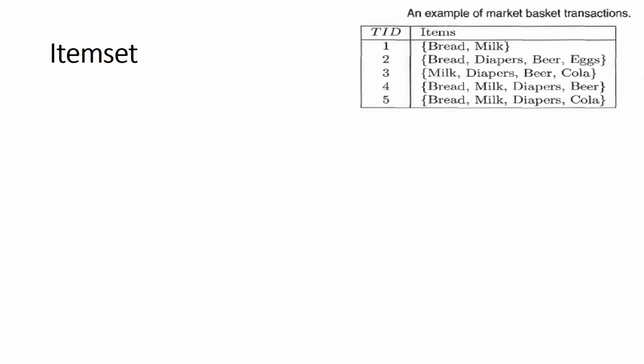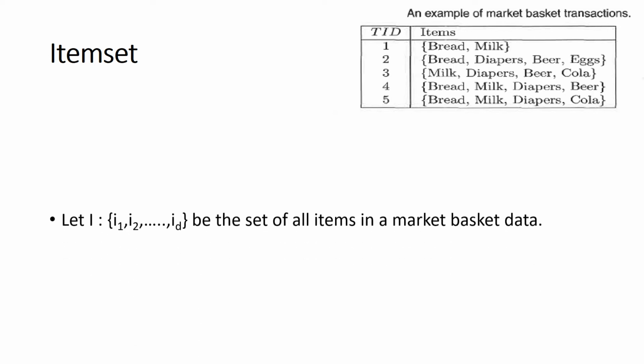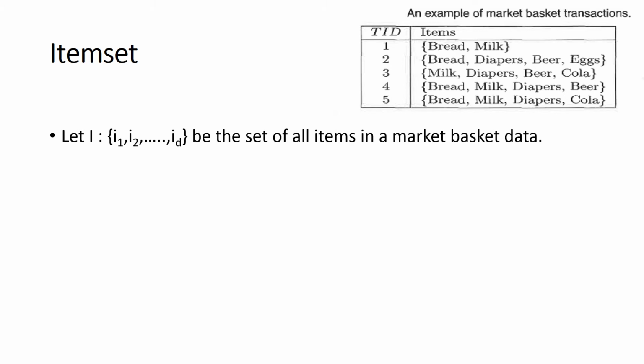Let us try to understand the word item set with the help of an example. Here we have an example that we have discussed earlier. In this example, market basket transactions, we have 5 transactions and a few items listed in each transaction. In order to understand item set, first we need to define the set of all items. Let I = {I1, I2, and so on up to Id} be the set of all items in a market basket data. In our example, there are 6 items in the set of all items, namely bread, beer, cola, diapers, eggs, and milk.